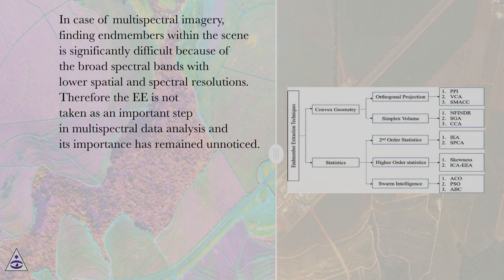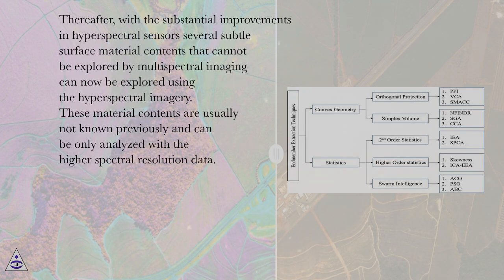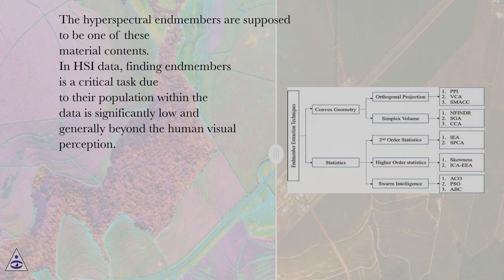In the case of multispectral imagery, finding endmembers within the scene is significantly difficult because of the broad spectral bands with lower spatial and spectral resolutions. Therefore, EE is not taken as an important step in multispectral data analysis and its importance has remained unnoticed. Thereafter, with the substantial improvements in hyperspectral sensors, several subtle surface material contents that cannot be explored by multispectral imaging can now be explored using hyperspectral imagery. These material contents are usually not known previously and can only be analyzed with higher spectral resolution data. The hyperspectral endmembers are supposed to be one of these material contents.